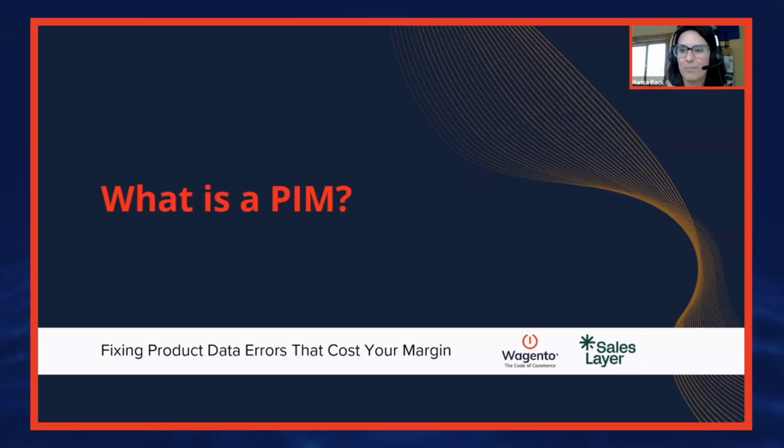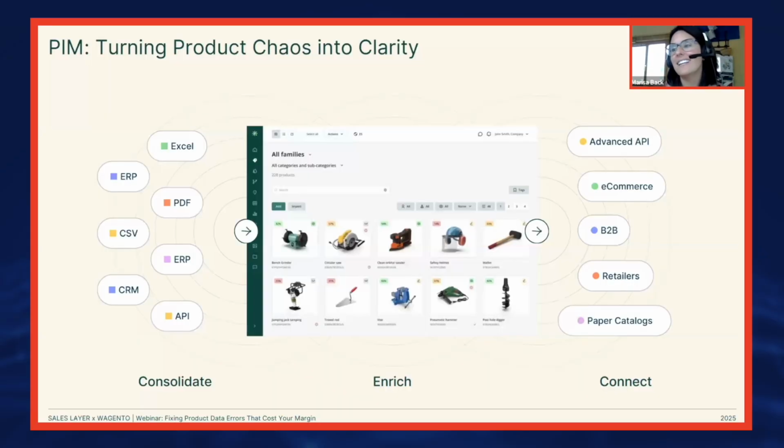So PIM stands for Product Information Management. Specifically, what a PIM is here to do, it is a SaaS tool. So Sales Layer has a SaaS tool, multi-tenant, meaning everything is hosted in the cloud, meaning you can access it anywhere at any time. But really what the PIM can do for you is going to be to help you consolidate your product information, really create a one source of truth for your product catalog.